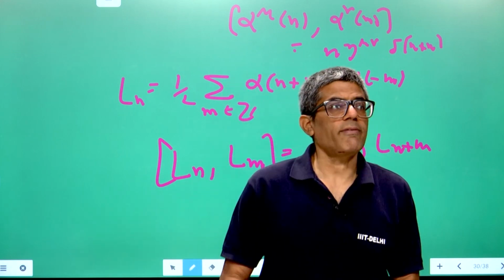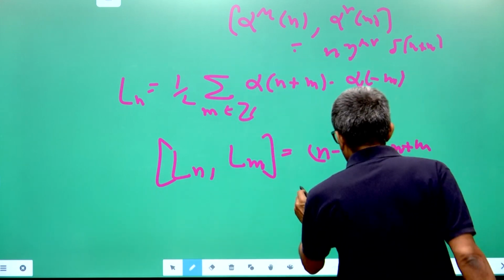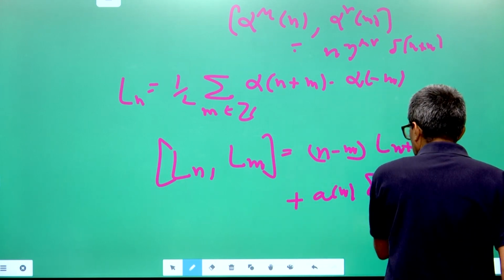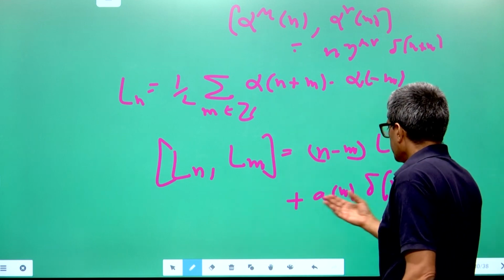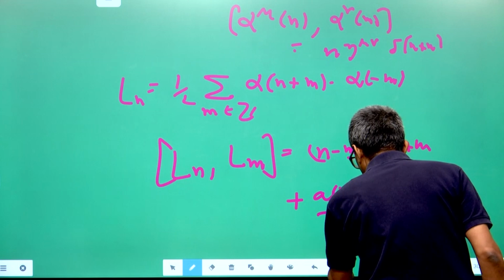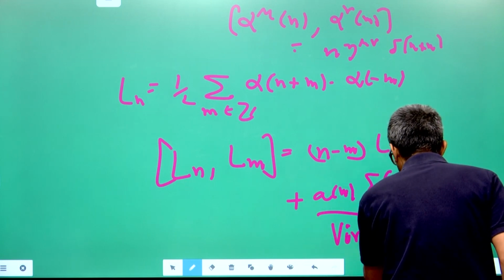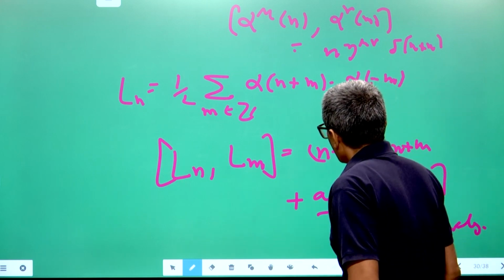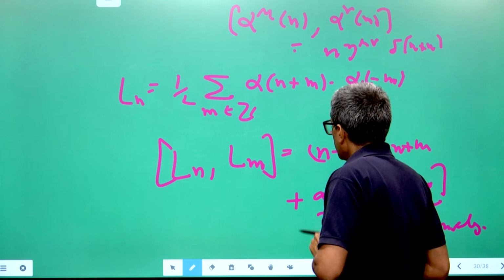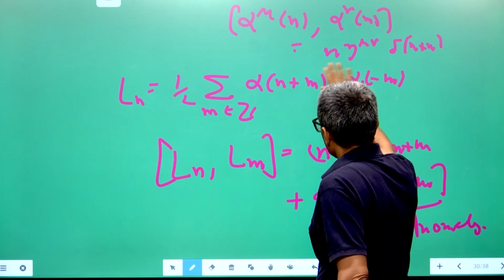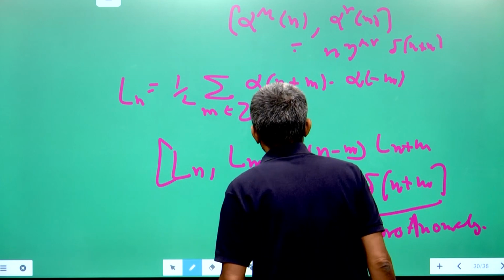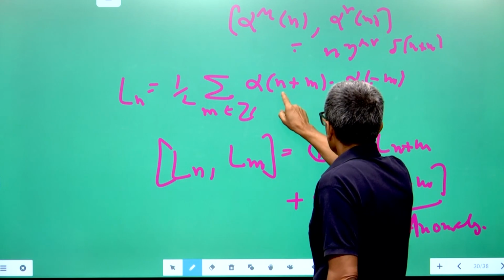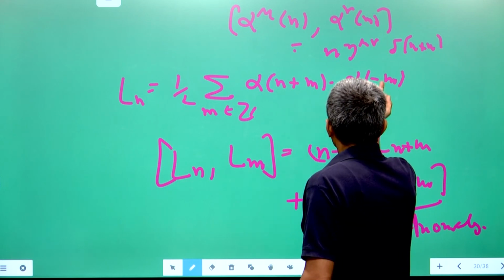When n equals minus m, you have an ambiguity in the ordering, so you must include another term, say a n times delta n plus m, where a is the normal ordering constant or the anomaly. This is called the Virasoro anomaly. You must include this term because when you compute the commutation relations, different orderings matter. ln is uniquely defined when n is not 0, because these two commute with each other, but when n equals 0 it is not uniquely defined; you can choose either order.